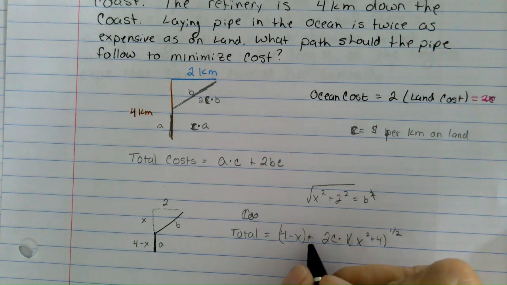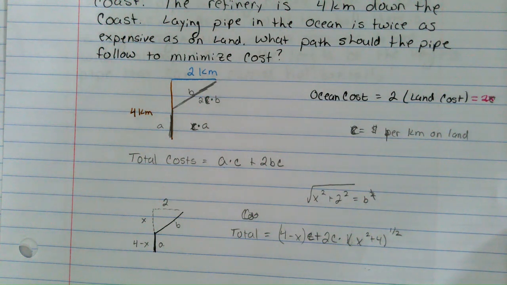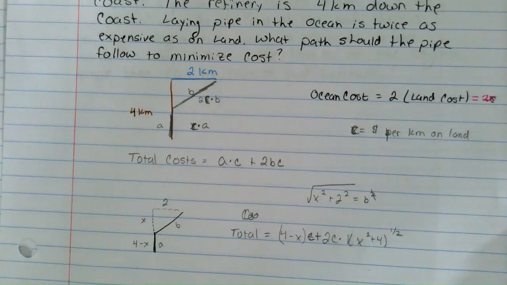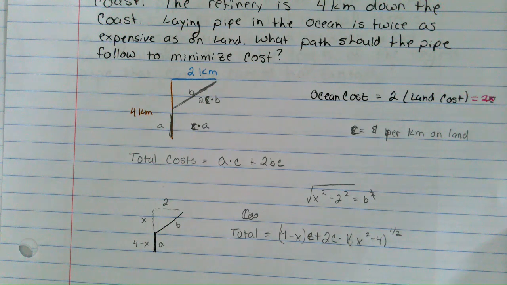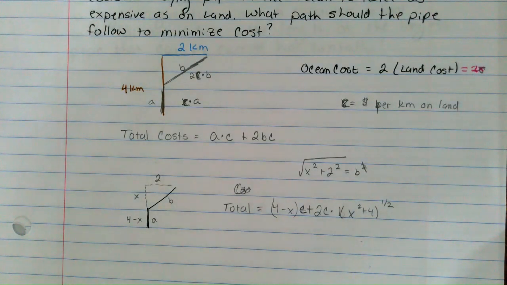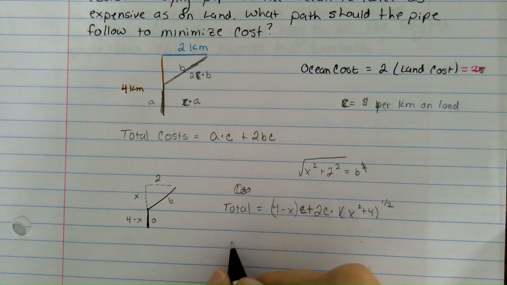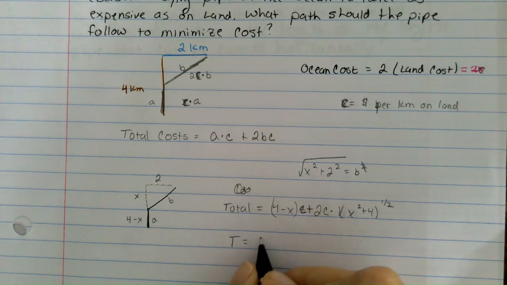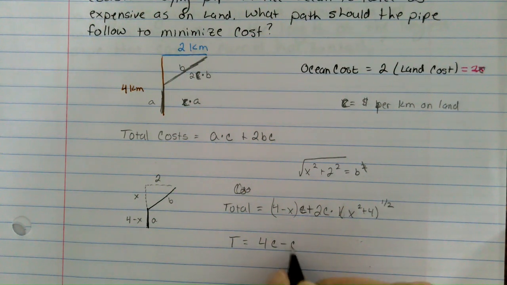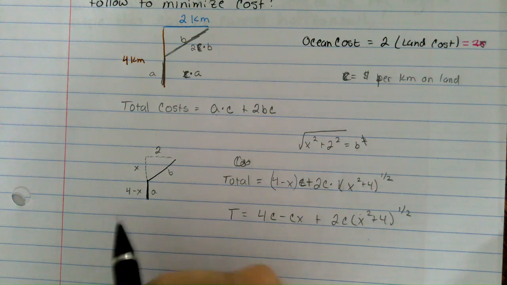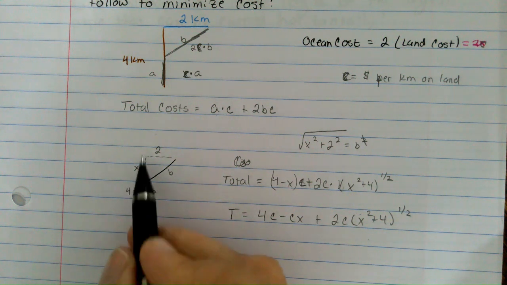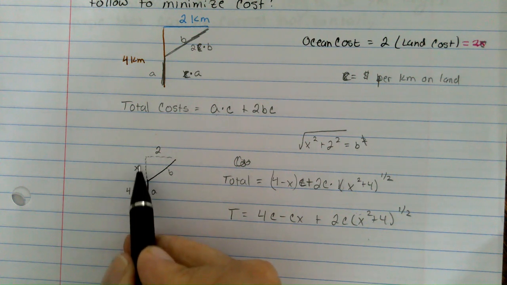Oh, and I forgot to do my A times C. Now C is a constant, it's never changing, so I could go ahead and put in $10 if I wanted to, for all that matters. I'm going to leave it as a blank right now. Total equals 4C minus CX plus 2C times x squared plus 4 to the 1/2. Now everything's based off of X, where X isn't the length of A, it's the length over here.